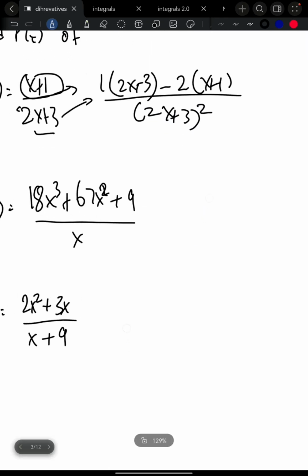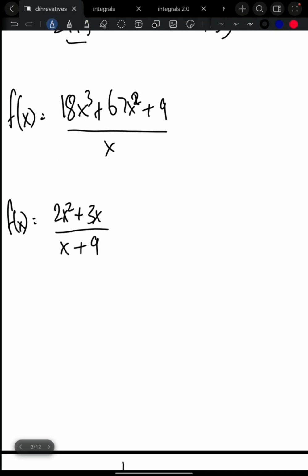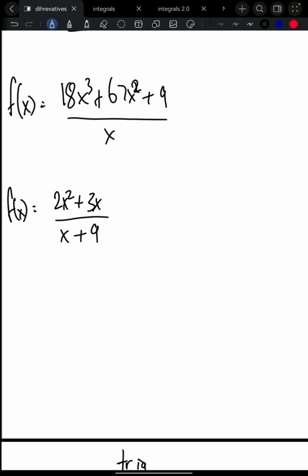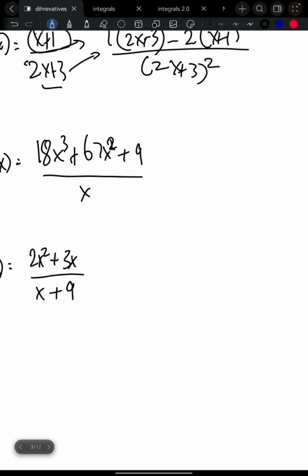The second one, don't be fooled. This is not a quotient rule. Whenever you see one term in the denominator, you don't use the quotient rule. Just divide it into separate terms. If this was x plus 9, then sure, use the quotient rule. But this is just a plain x, so you can split this up.